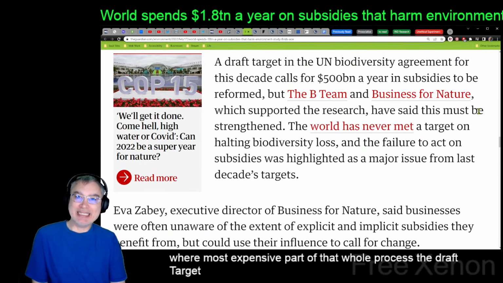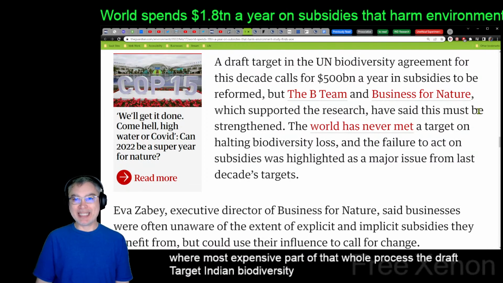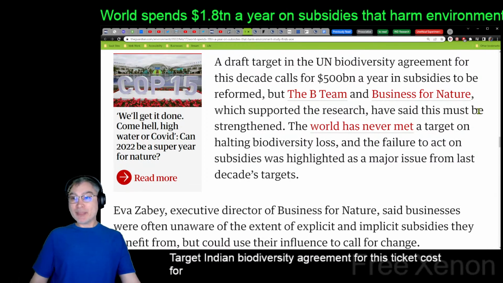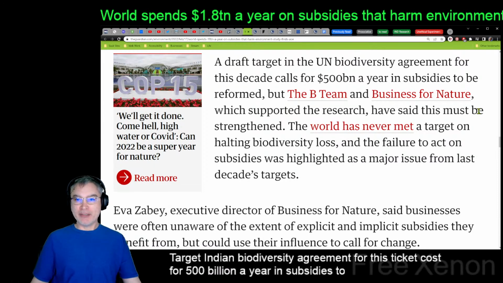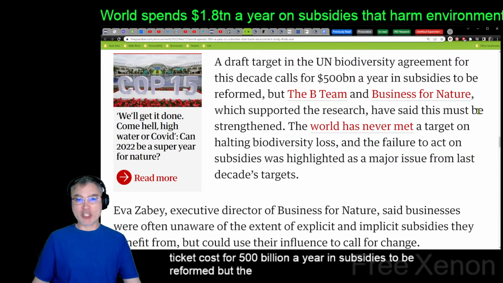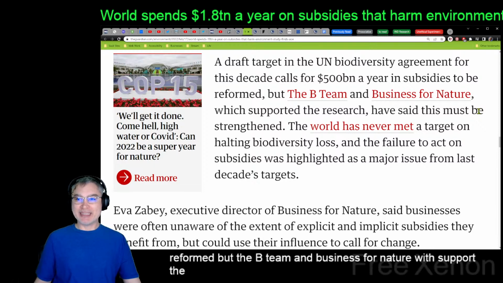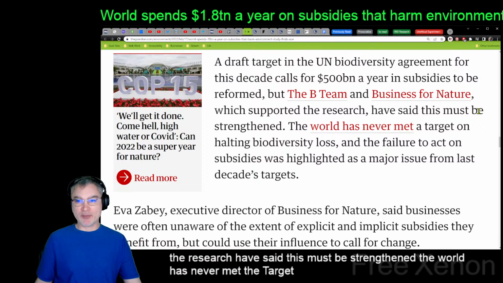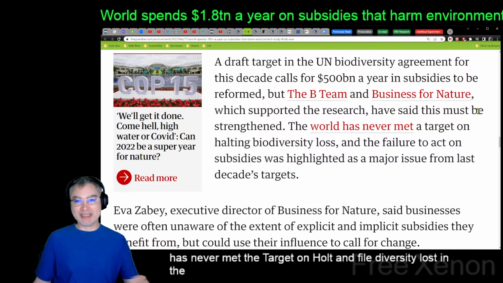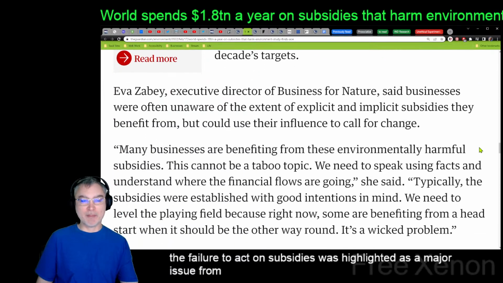A draft target in the UN Biodiversity Agreement for this decade calls for $500 billion a year in subsidies to be reformed, but the B Team and Business for Nature, which support the research, have said this must be strengthened. The world has never met a target on halting biodiversity loss, and the failure to act on subsidies was highlighted as a major issue from last decade's targets.